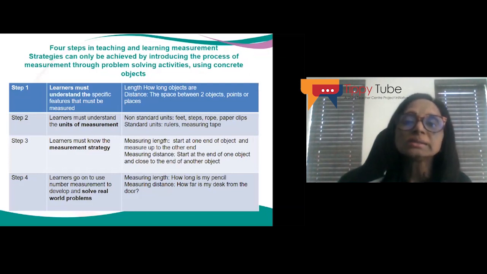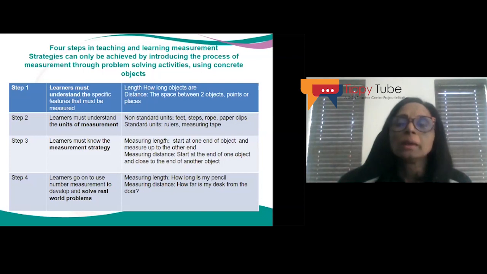The important thing when teaching measurement is you need to introduce the concept of measurement in practical ways. Let the children explore. Let the children experiment. Let the children experience measurement themselves. Let them do. Let them measure themselves. That is how they're going to learn and discover. And introduce them to measurement through problem-solving activities. And you must have plenty of concrete objects available for your students.